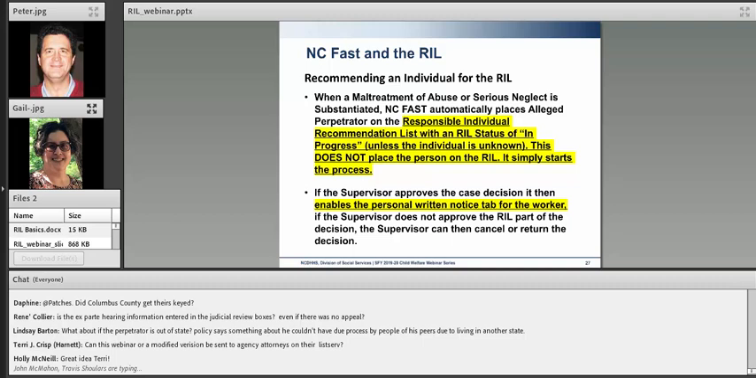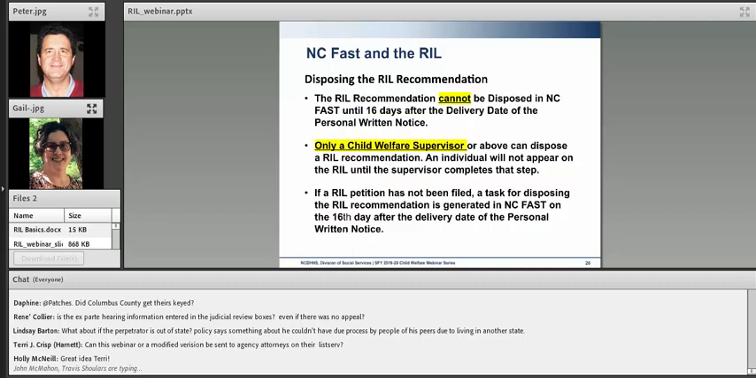If you don't approve it, the supervisor can either cancel it or send it back. Okay. Second part about NC-FAST, the RL recommendation cannot be disposed or finished in NC-FAST until 16 days after the delivery. So in other words, it's saying to you, if you've notified the person on this day, 16 days later, the system will open up to allow you to finish the RL process.